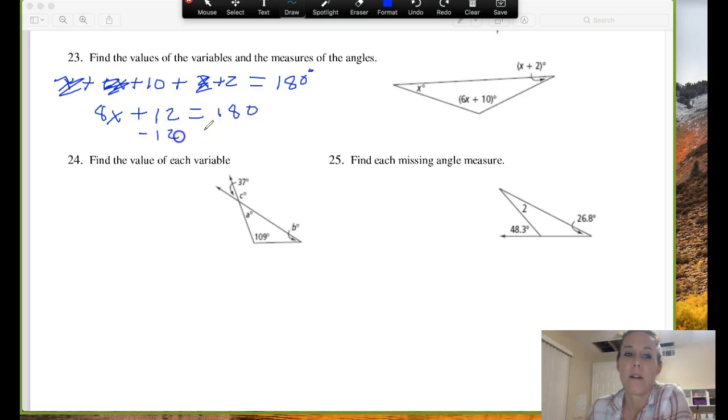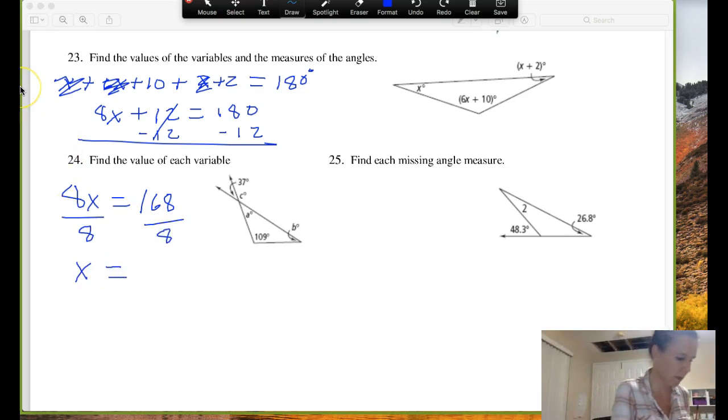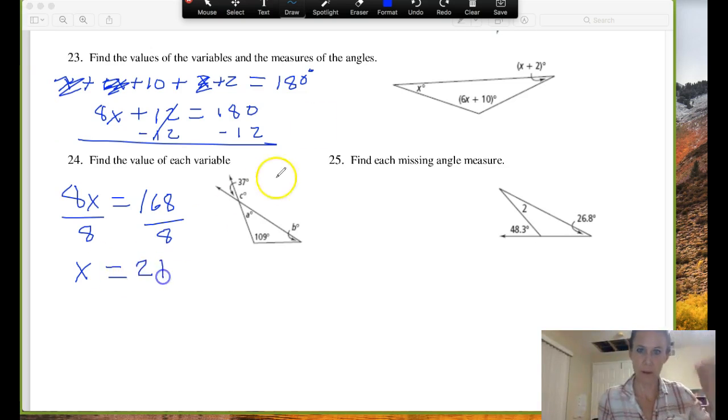Minus 12 from both sides. And then I'm going to come down here for space. So I'm going to get 8x equals 180 minus 12. What's that? 168. And then divide both sides by 8. And then you're going to get x equals, what is it? 168 divided by 8. 21. X is 21. All right.